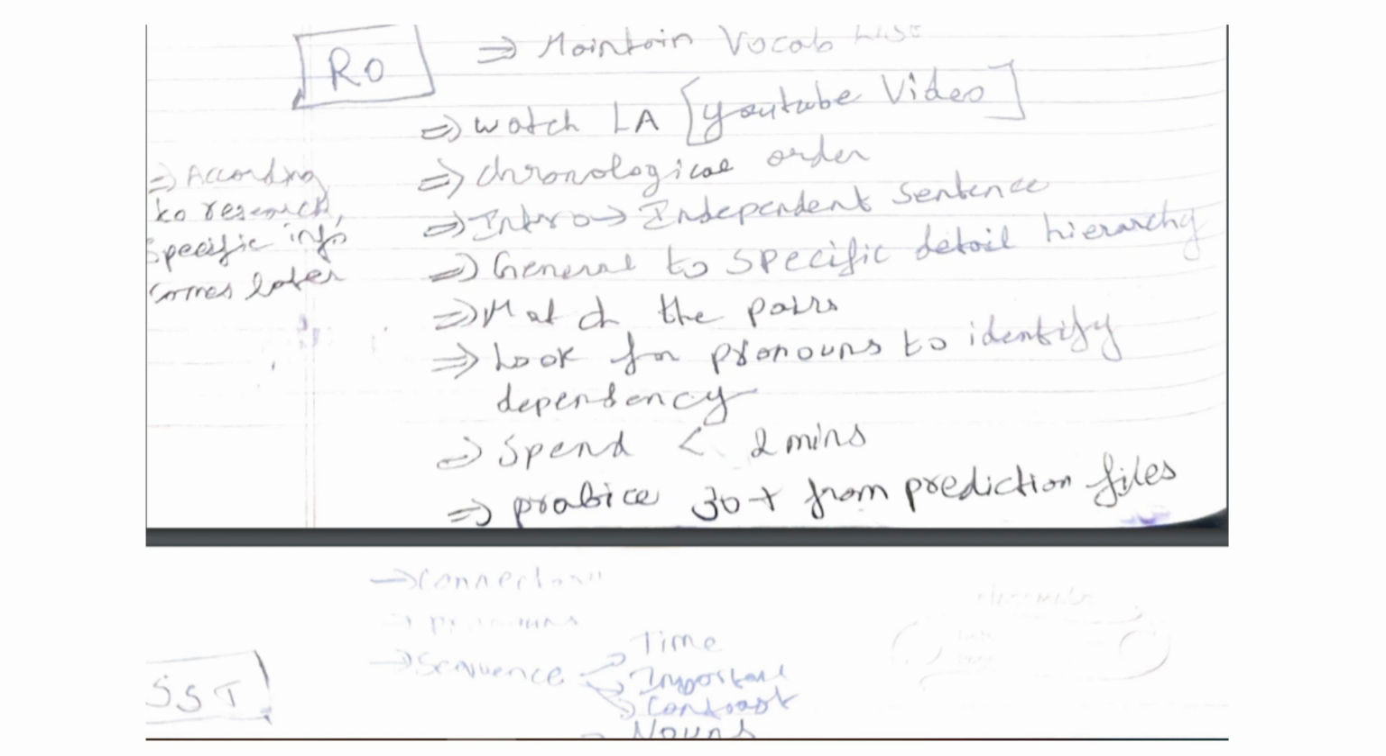So a few of the things which I found very important is chronological order. And I say chronological order, the years might come in sequence, right? 1900, 1950, 2000 kind of a thing. And identifying the independent sentence is the most important technique, right? So that would be an introduction section.